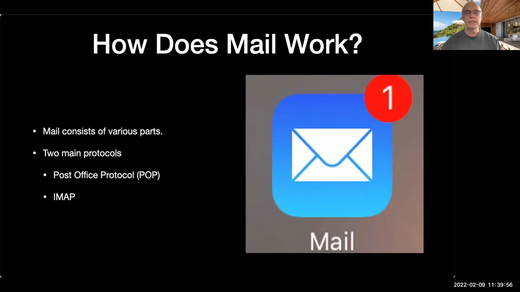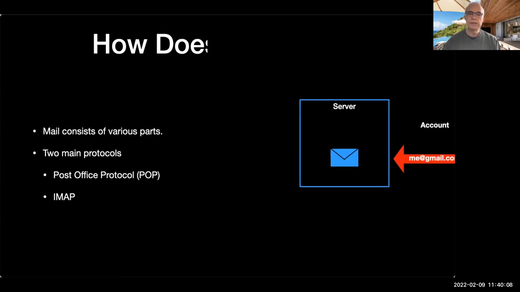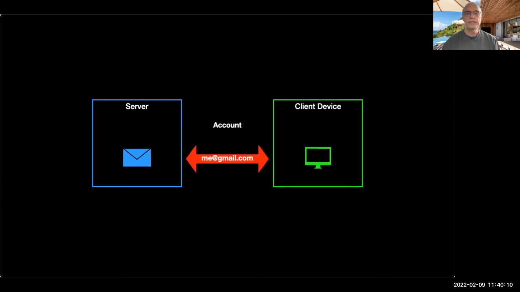So mail consists of a server, an account, and a client. There are two main ways that mail communicates between the server and your client, POP and IMAP. So let's look at these in more detail. The basic elements look like this. Your email resides on the server in a giant database, and you use your credentials to gain access. And you use an app, i.e. client, on your Mac, iPhone, or iPad.